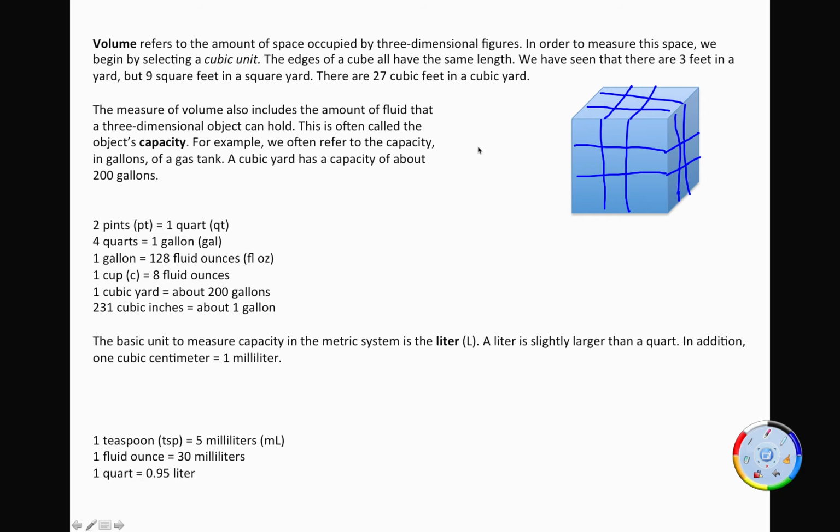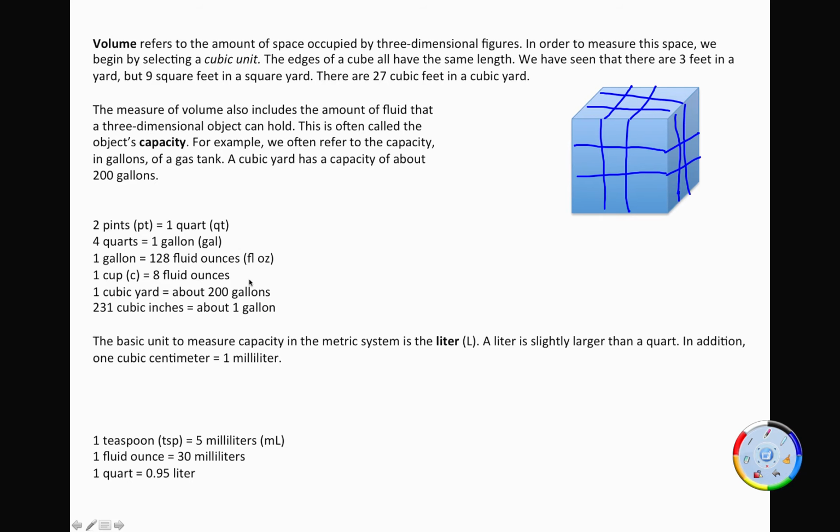The measure of volume also includes the amount of fluid that a 3-dimensional object can hold. This is often called the object's capacity. For example, we often refer to the capacity in gallons of a gas tank. A cubic yard has a capacity of about 200 gallons. So here's some more conversion factors in the English system. Again, look at the numbers that we're forced to deal with. 2 pints is a quart. 4 quarts is a gallon. A gallon is 128 fluid ounces.